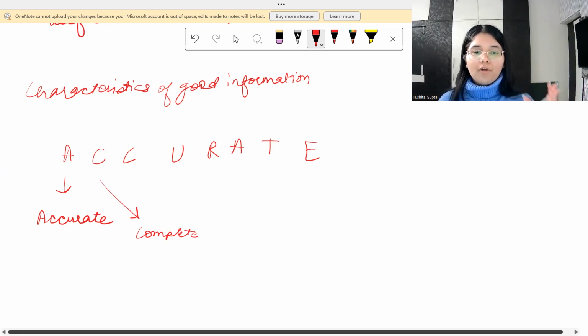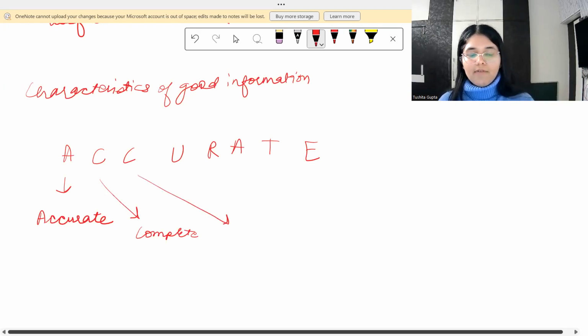So it's always important that whatever information you're gathering should be complete. Maybe you only know one half of the story and you take a very big decision looking at just that half, and the other side of the story is completely opposite. So you end up taking the wrong decisions. That is why it is very important that you always have complete information.